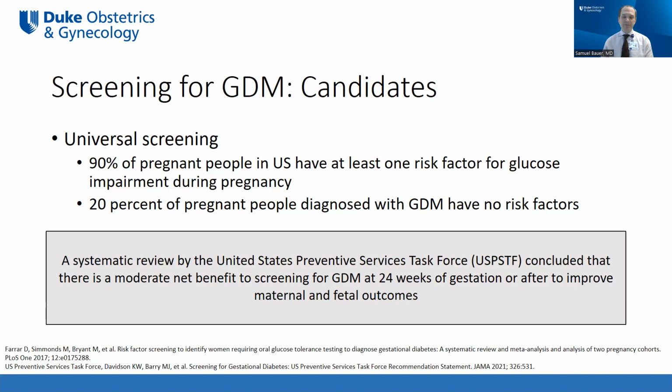If you went by risk factor screening alone, we know that 20% of pregnant people diagnosed with GDM have no risk factors. A systematic review performed by the United States Preventive Services Task Force concluded that there's moderate net benefit to screening for GDM at 24 weeks. So that's helpful. That gives us additional criteria and foundational information to screen all of our patients in a universal way for gestational diabetes.